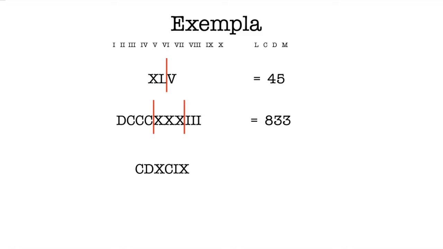So CD gives us 100 before 500. There's 400 for us. And then XC is 10 before 100, which gives us 90. And then IX is 9. So this is all out of subtracting. So this is 499. And our last one is MCCL. So M is 1,000. CC is 200. And L is 50. So this is 1,250.